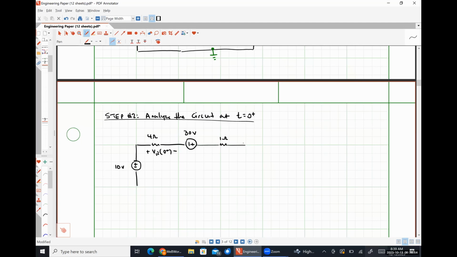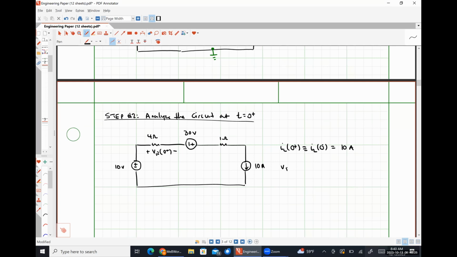What's our inductor going to look like? Current source. What direction is it going to have? Down. What magnitude is it going to have? 10 amps. Right? We know that IL at 0 plus must be equal to IL at 0 minus, which is 10 amps.